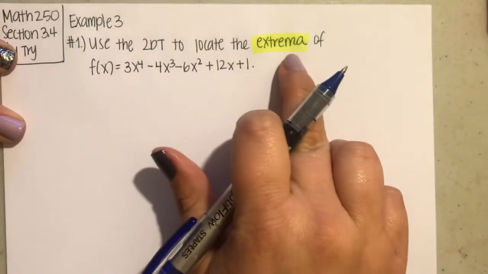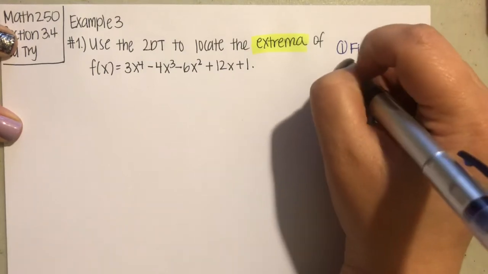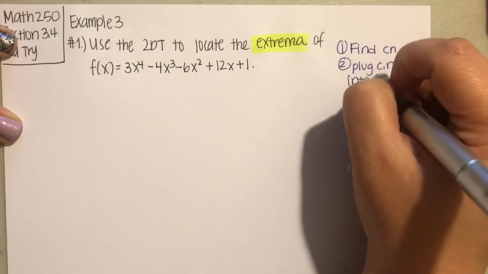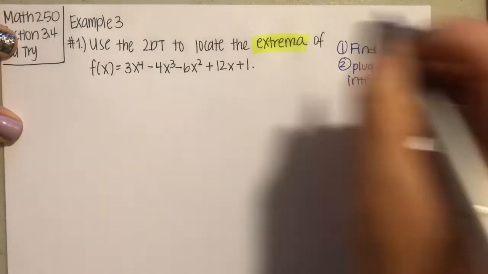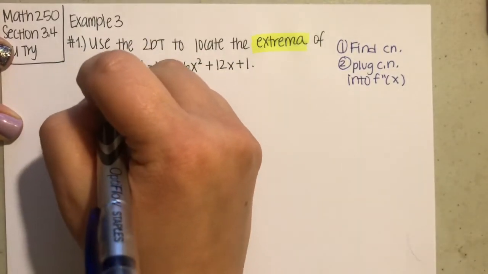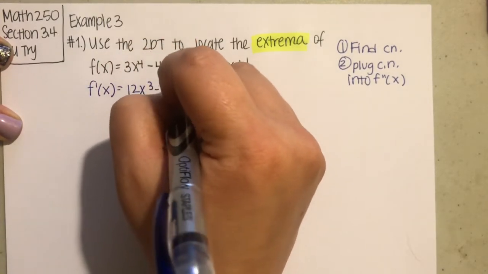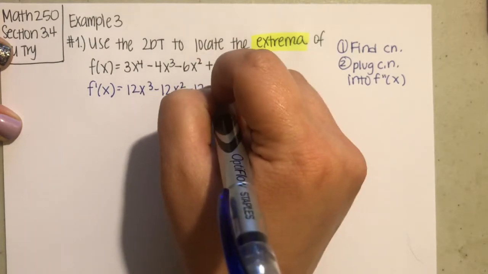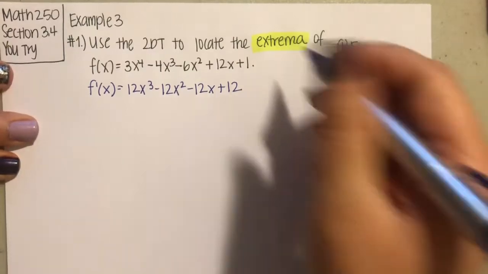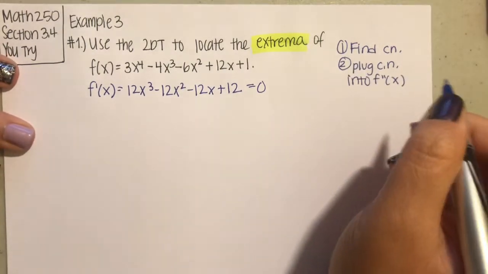So in order to do this, we need to find our critical numbers and plug them into our second derivative, okay? This function is a familiar one. We already know what its first derivative is. I think we've worked with it twice now. 12x cubed minus 12x squared minus 12x plus 12. And because we're looking at extrema, because we're looking at critical numbers, we actually do need to set this equal to 0. Okay?